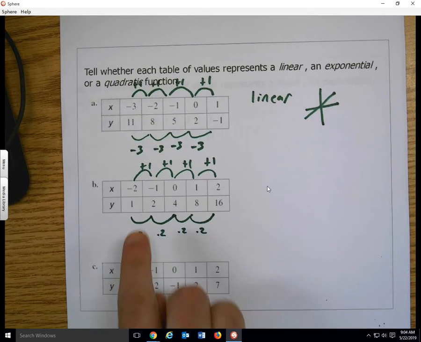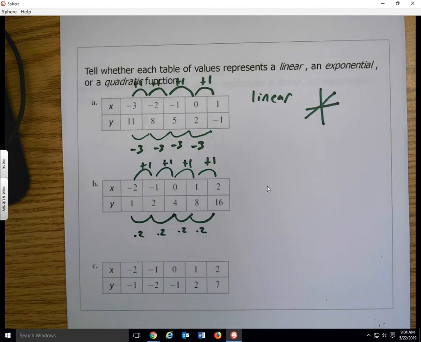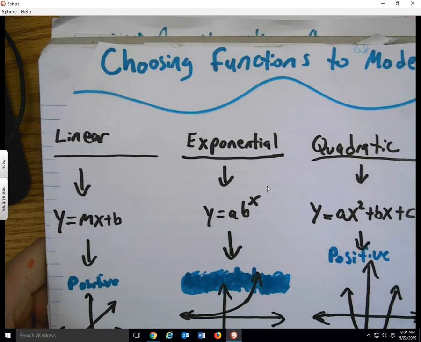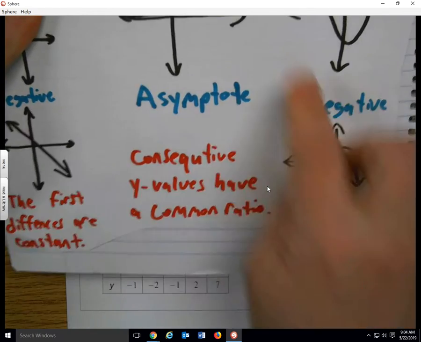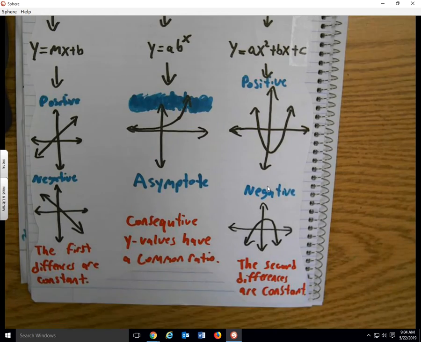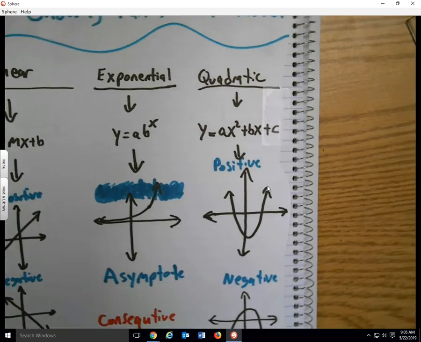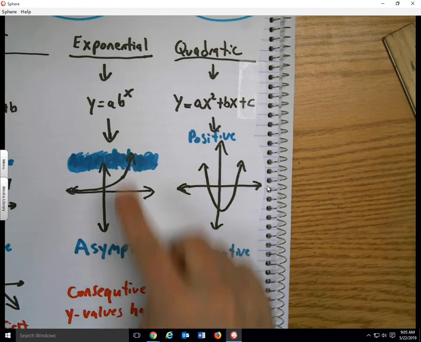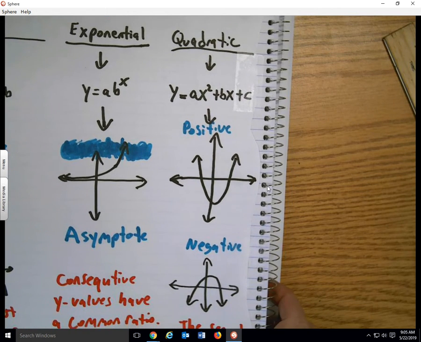So these consecutive y values do have a common ratio. If it has a common ratio, would that be linear, exponential, or quadratic? Which one had the common ratio? Well, you can see under, I can do this, right? Exponential. That's the one where it says consecutive y values have a common ratio. Remember, ratios deal with multiplication or division, not adding.